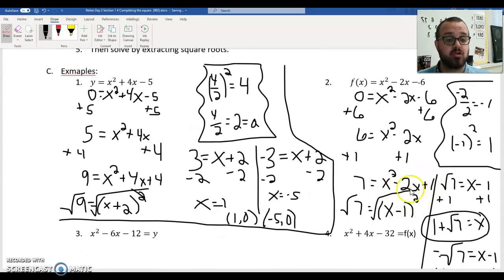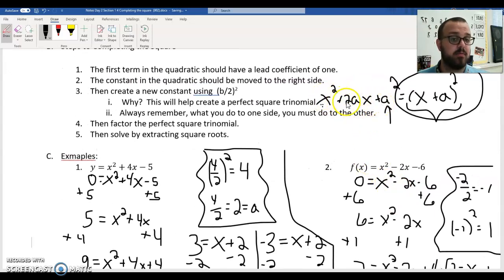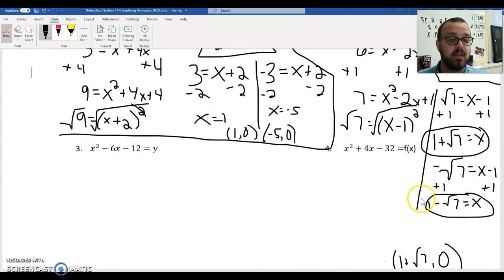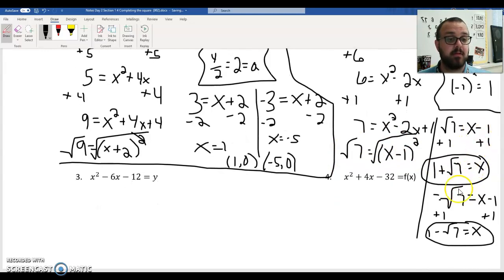The reason being you're trying to create that factor pattern, the perfect square trinomial, x squared plus 2ax plus a squared. Once you've created that factor pattern, you know what it'll factor into. It's always going to be x minus that a value you found, or plus it, whatever that value is, squared. Then you square root both sides, and you should end up with two separate equations, the positive and the negative, to solve to figure out what your answer is going to be.